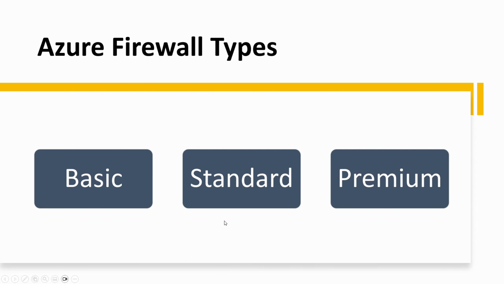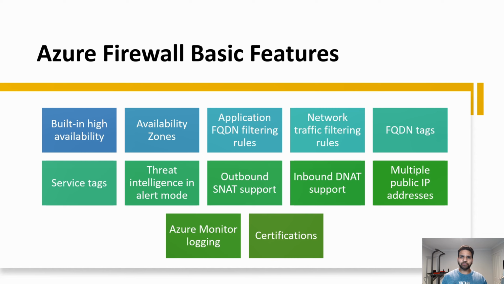There are three options available during the deployment of Azure Firewall: basic, standard, and premium. And in this video, I'll talk about all these three options and their features so that it will be easy for you to decide which one to use during the deployment in your environment. I'll start with Azure Firewall Basic.